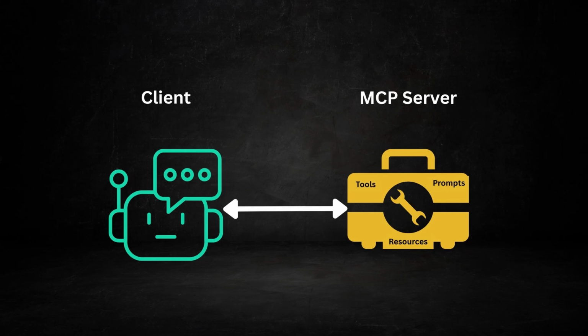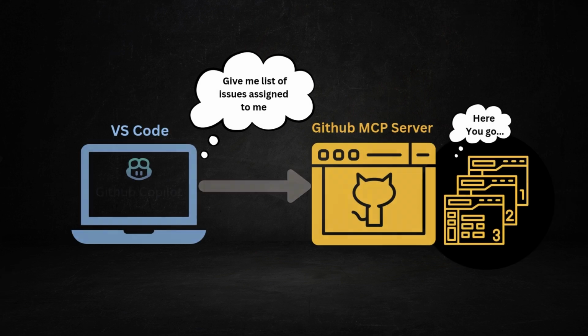MCP, or Model Context Protocol, runs on a simple client-server model where an MCP host, an AI application like VS Code or Claude Desktop, establishes connections to one or more MCP servers. Imagine the client as a personal assistant and the server as its toolbox. The assistant knows what needs to be done and reaches into the toolbox to get the right tools and resources before taking an action. Clients are AI applications like Claude Code, GitHub Copilot, or support bots.